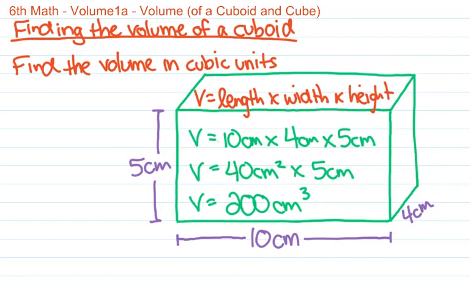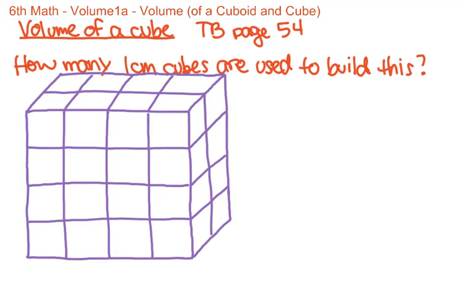Now, let's talk about the volume of a cube. And we're going to spend a little bit of time on this here. So when you're taking notes, you're calling this volume of a cube, and this is on textbook page 54. We're trying to figure out how many 1 centimeter cubes are used to build this. Now, you basically need to know that each one of these little cubes is a 1 centimeter cube. So, given that, we could actually do this problem without too much difficulty.